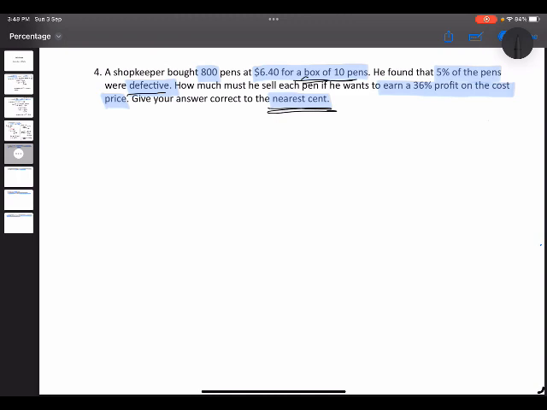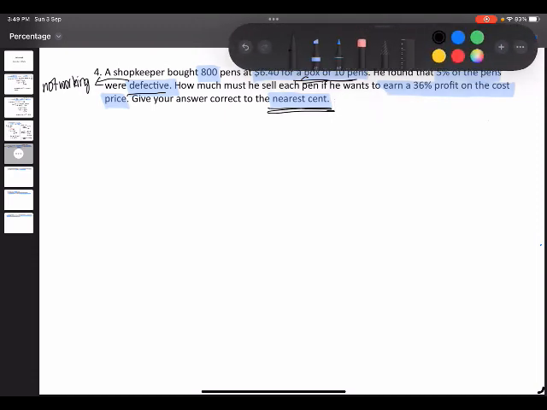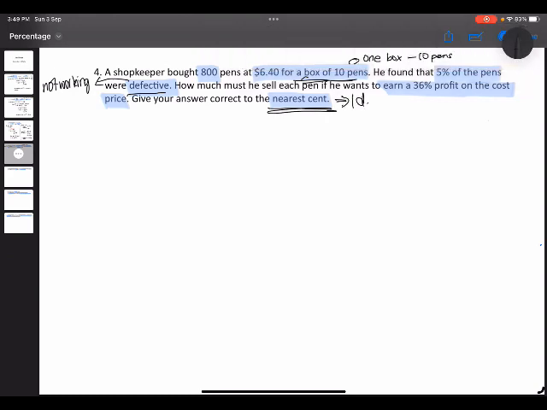So what do you mean by a box of 10 pens? You have probably heard it before. It means one box contains 10 pens. And what do you mean by the word defective? Defective means not working. The pens were not working. And you will have to give your answer to the nearest cent, which means 2 decimal places.